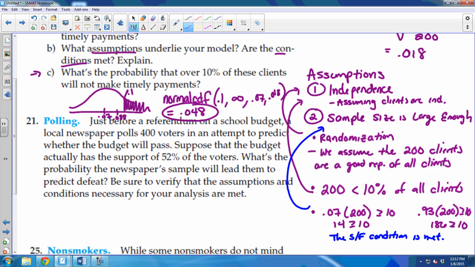All right, I'm not going to do the other two examples, but I just want to talk about them really quickly. On 21, they're giving you similar stuff that we just talked about. The local newspaper is polling some people about a school budget, 400 voters, and they think 52% actually support this budget. But they ask, what's the probability the newspaper sample will lead them to predict defeat? What percentage would show defeat? Less than 50, right? That would show defeat. So when you're doing your probability, you would be going from negative infinity to 50. All right, so be careful about what they're asking.